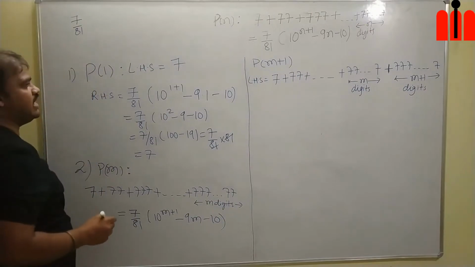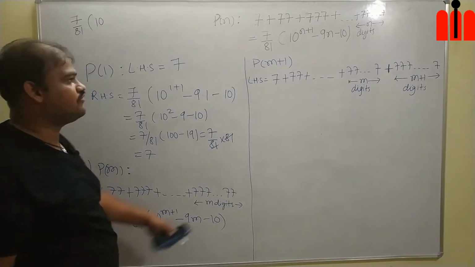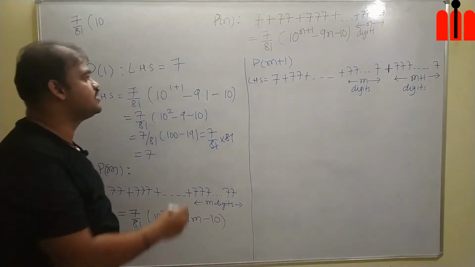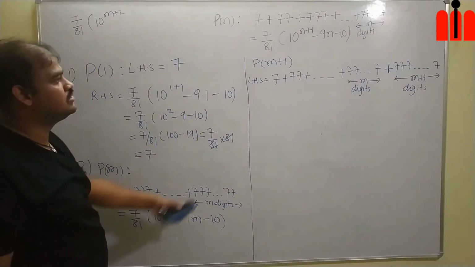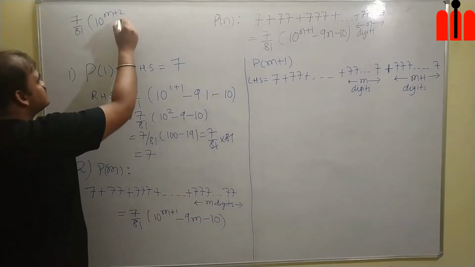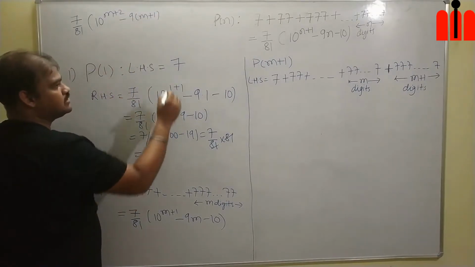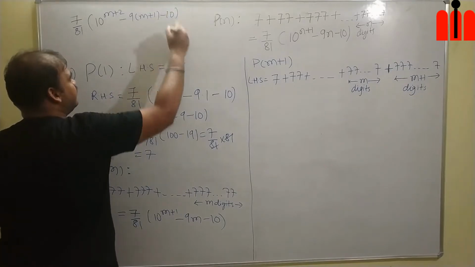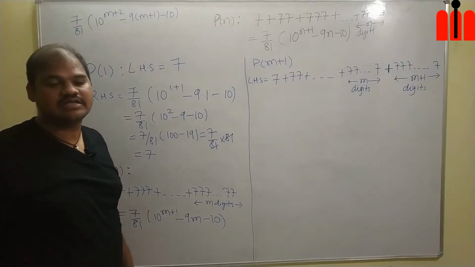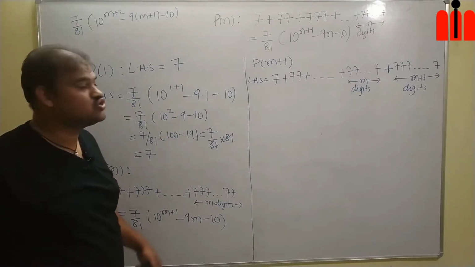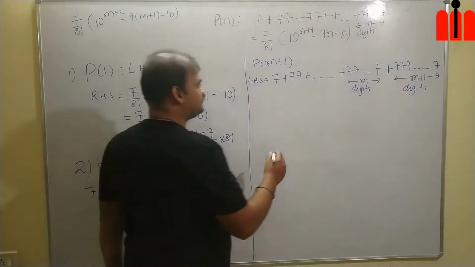So it will be 7/81 times 10 to the power of, in place of n we have to substitute m plus 1, so it will be m plus 2, and after that minus 9(m plus 1) minus 10. Okay, this is how my RHS will look. So we have to work to get this RHS.